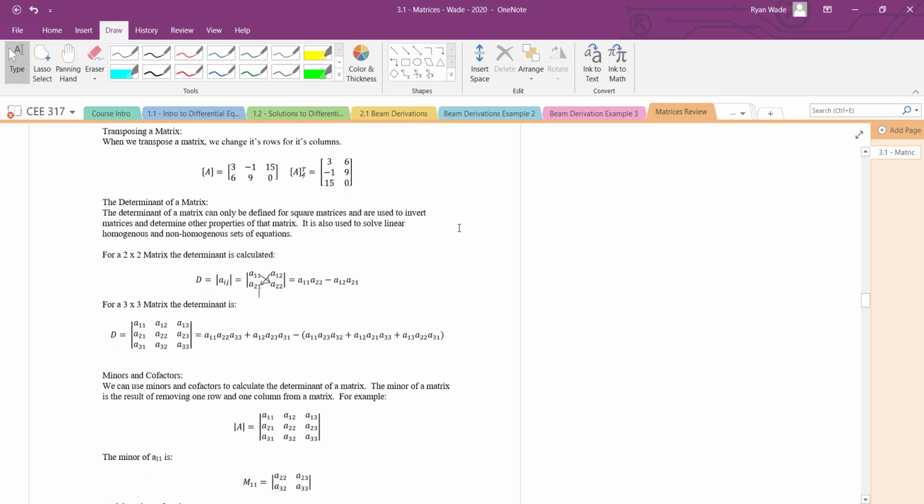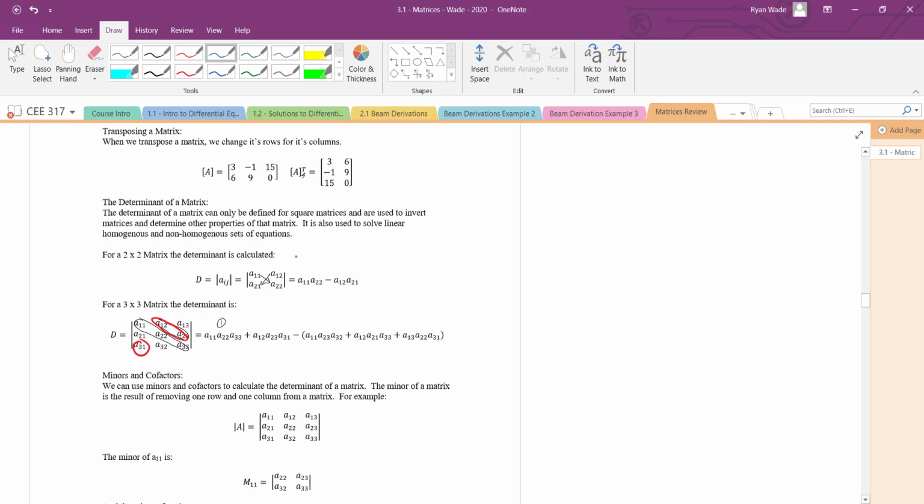It gets a little more complicated in a 3 by 3. Actually, a lot more complicated in a 3 by 3. So the first term here is just going to be the diagonal multiplied by each other. The second term is these two here. Maybe I should do this in a different color. These two here multiplied by this one.